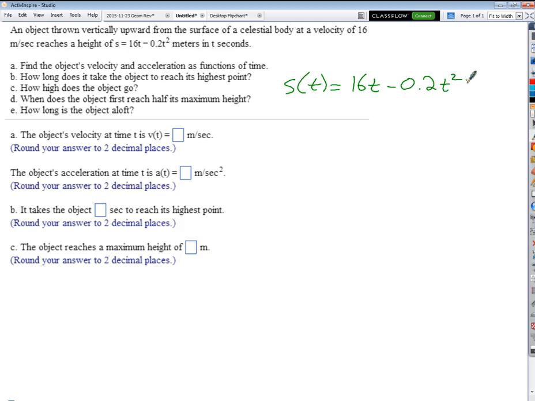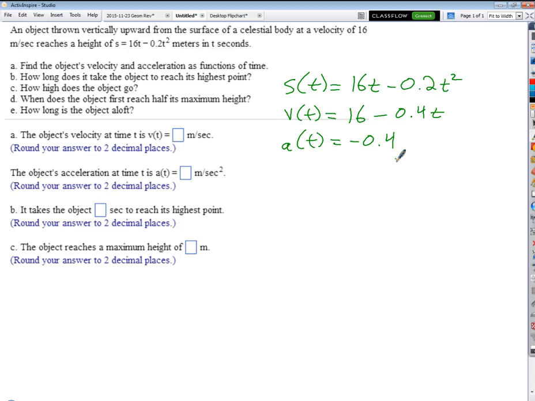First of all, they want to know, find the object's velocity and acceleration as functions of time. Okay, we can do that. So that's just differentiation, right? So v of t is what? 16 minus 0.4t. Okay, agreed? Yeah. And then a of t would be negative 0.4. Good. So there's the first parts.